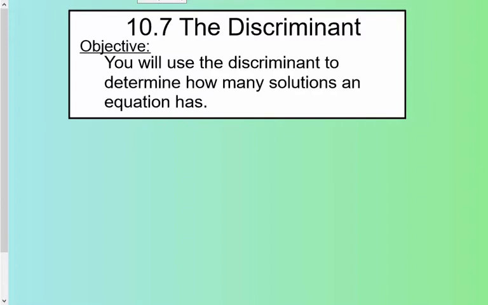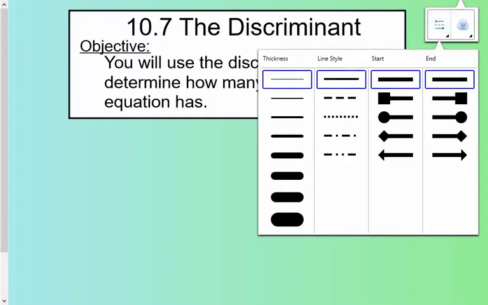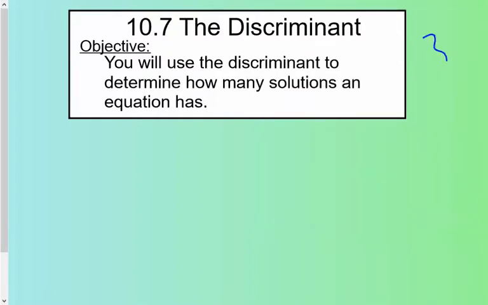All right, we are back in chapter 10 with a little bonus content here. What we're going to do is talk about the discriminant, and I've talked to you guys a little bit about this in class. The discriminant is used to determine how many solutions a quadratic equation has. This is going to be your b squared minus 4ac.